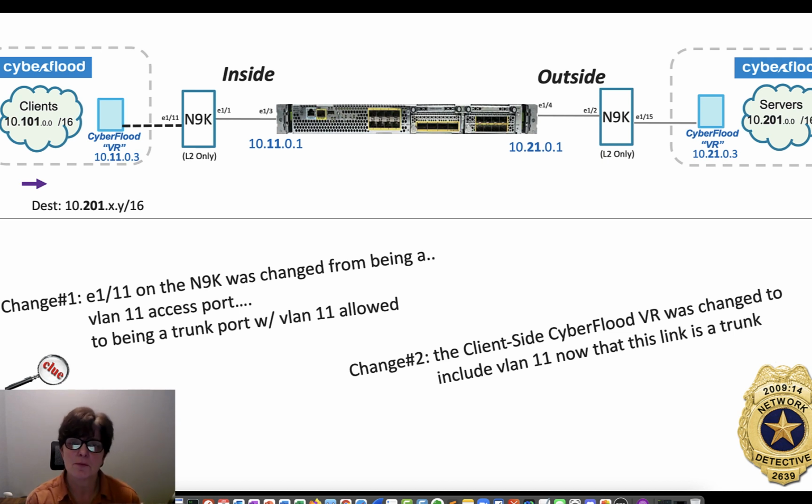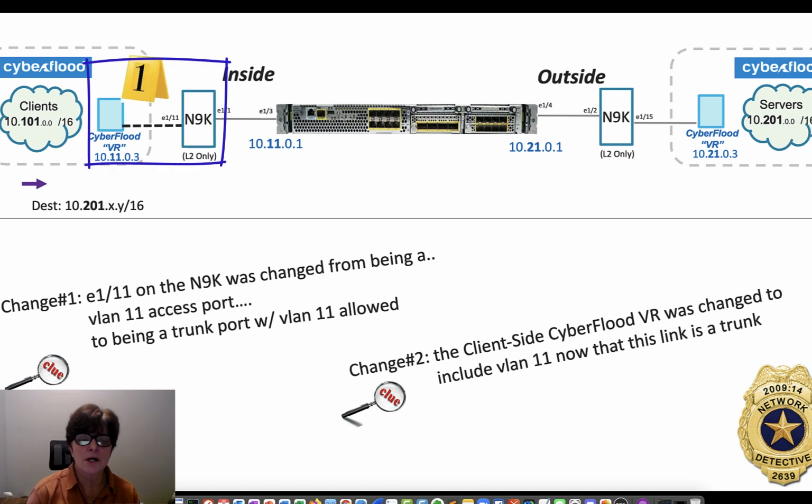Now, obviously, a trunk port is a trunk port on both sides. So if I made a change over on the Nexus 9K for that to be a trunk port, then the CyberFlood virtual router on the client side needs to send the VLAN 11 tag. So I went to the CyberFlood and I changed it to include the VLAN 11 tag. Now it's on the trunk link.